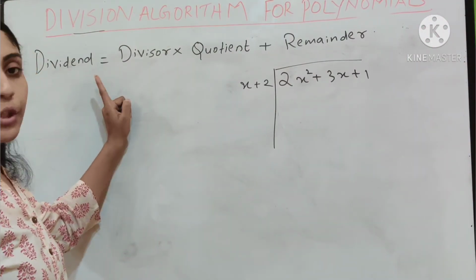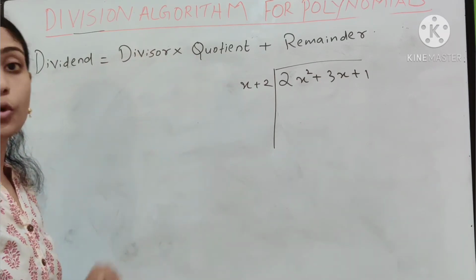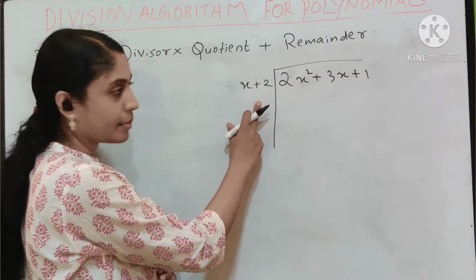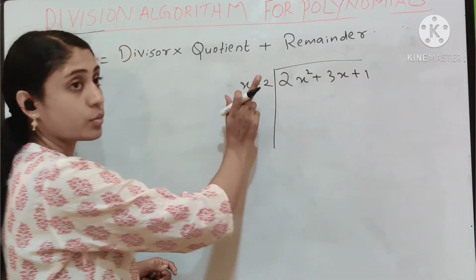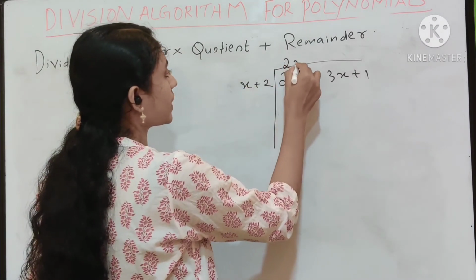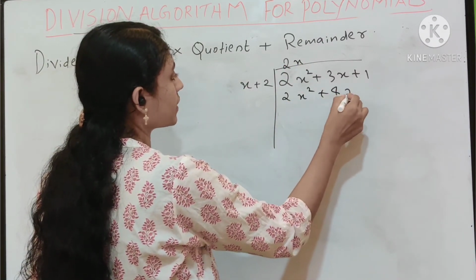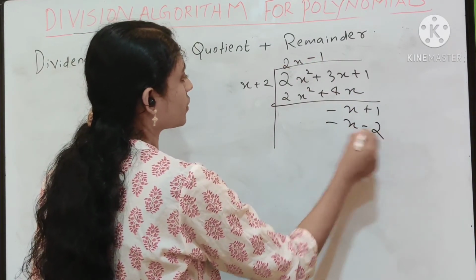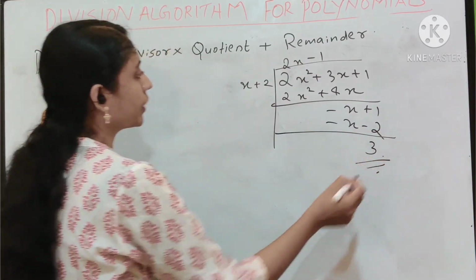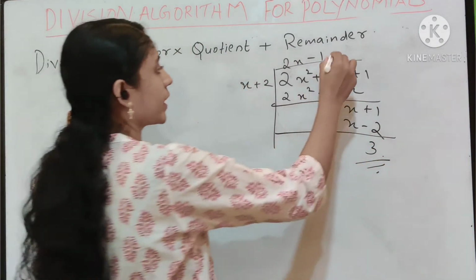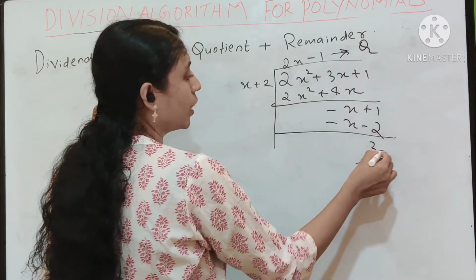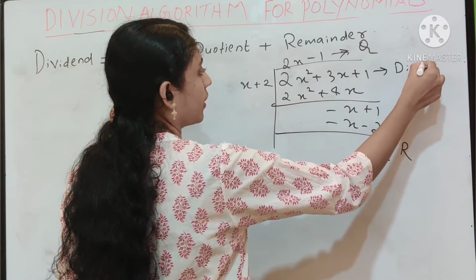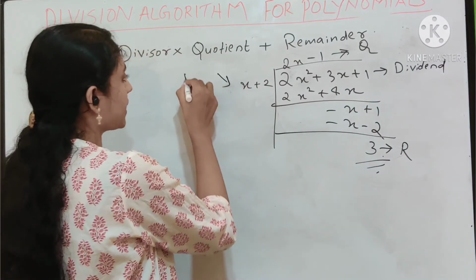Now let me explain the other point, that is dividend equal to divisor into quotient plus remainder. We can check this using an example. The previously done example, that is dividing 2x square plus 3x plus 1 by x plus 2. So 2x into x, it is 2x square plus 4x, then it becomes minus x plus 1, minus 1 into x, it is minus x minus 2. So it is plus 3. So here the quotient is 2x minus 1, right? So I am denoting the quotient as q, the remainder 3 as r, then this is the dividend, and this one is the divisor, right?